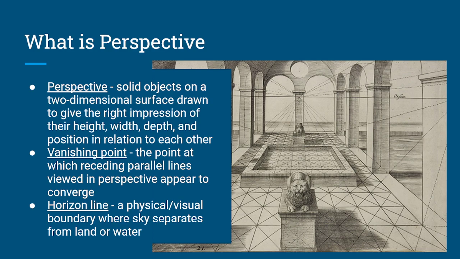The horizon line is the physical visual boundary where the sky and the land meet, or separate, in this definition. But I've always taught it's where the sky or the water meets the land. It's way off in the distance, the point where it looks like the edge of the world is.